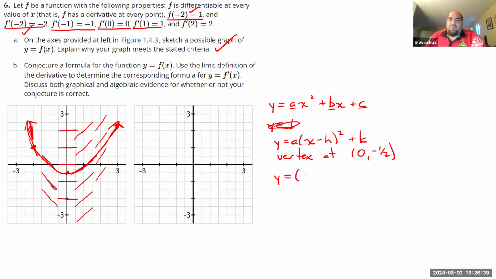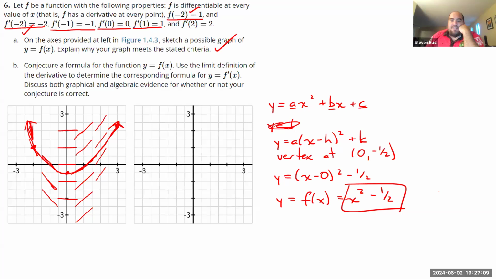So y equals x minus 0 squared minus 1/2. So for now, I'm saying that my formula is this: f of x equals x squared minus 1/2. So that's a conjecture. Conjecture is a fancy math word for give me your best guess, your most educated guess. So the rest of part B here, I'm going to get a new slide, but this is what I want to investigate. I want to see if this f of x equals x squared minus 1/2 is meaningful here, based on this parabola that I made, so that's our graphical evidence.